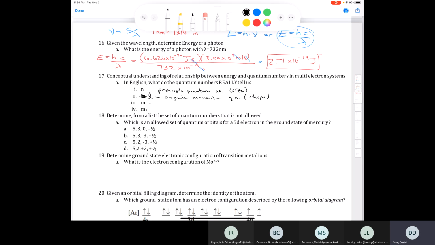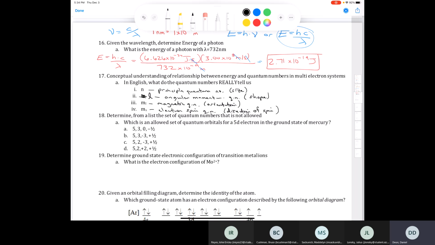Next one is the magnetic orientation. So ml, sometimes we just call this the magnetic quantum number, and that tells us about the orientation, right? And the last one is the electron spin. So this is just electron spin, which can be plus a half or minus a half. Okay, so we'll put here direction of spin.